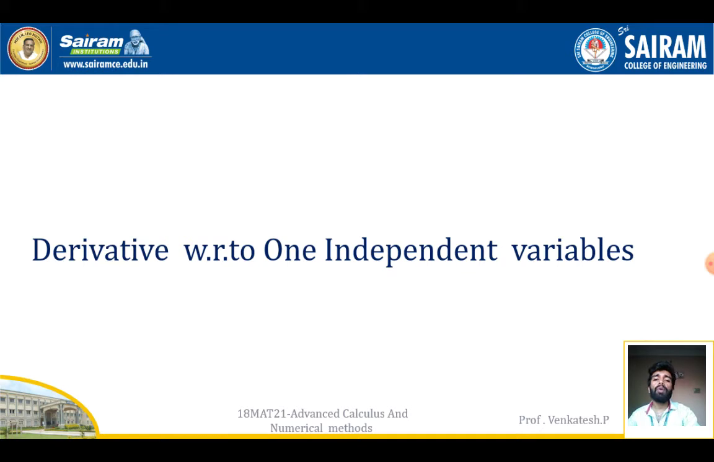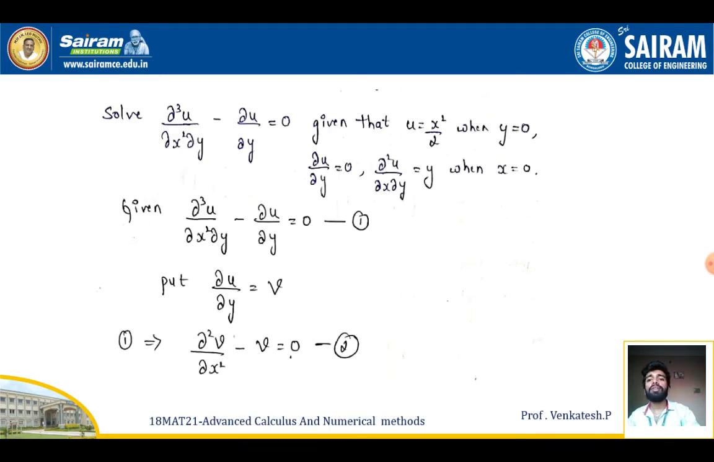We'll see one more example related to the homogeneous partial differential equation with respect to one independent variable. The problem is ∂³u/∂x²∂y − ∂u/∂y = 0. Given that u = x²/2 when y = 0, ∂u/∂y = 0, and ∂²u/∂x∂y = y when x = 0.